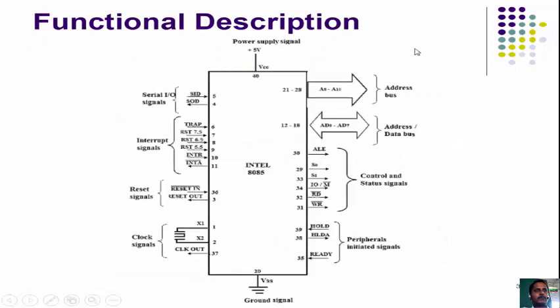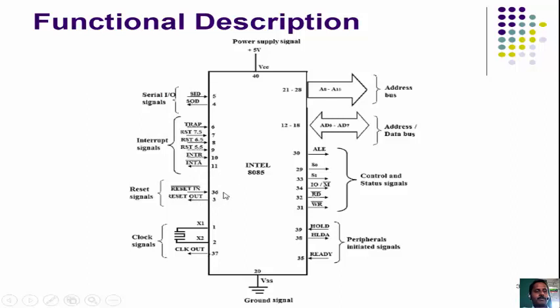Now this is the functional description of the 8085. The same things are given here as we discussed a few minutes before. Pin number 40 is the plus 5 volt supply pin, VCC pin. Pin number 4 is the SOD, serial output data. Pin number 5 is serial input data, serial IO signals. Pin number 6 to pin number 11, these are the interrupt signals: TRAP, pin number 6, to INTA bar, pin number 11.